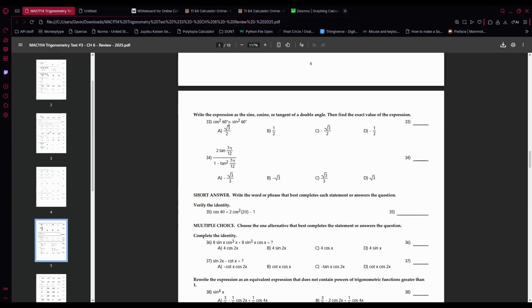Okay. Well, let's think about the double angle formulas we know. Sine 2 theta is equal to 2 sine theta cosine theta. That does not look the same. Cosine 2 theta is equal to cosine squared theta minus sine squared theta. That is perfect. So that would mean that we're going to write this out. Let me take a screenshot.